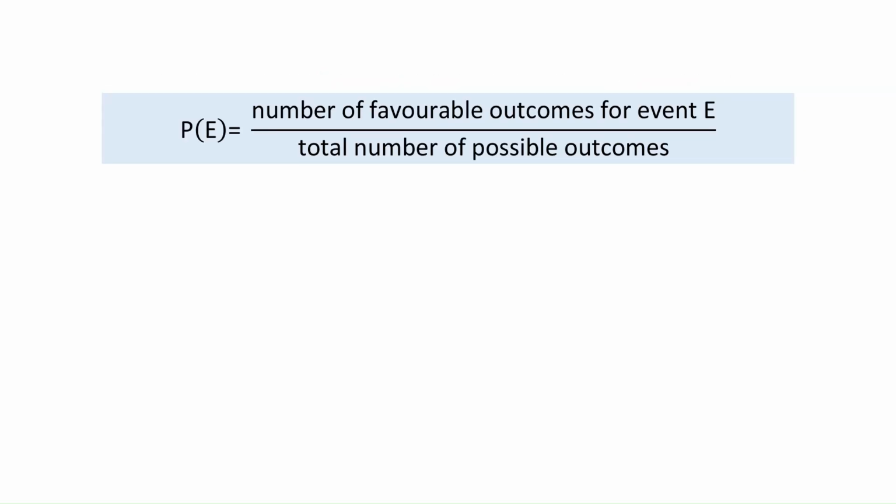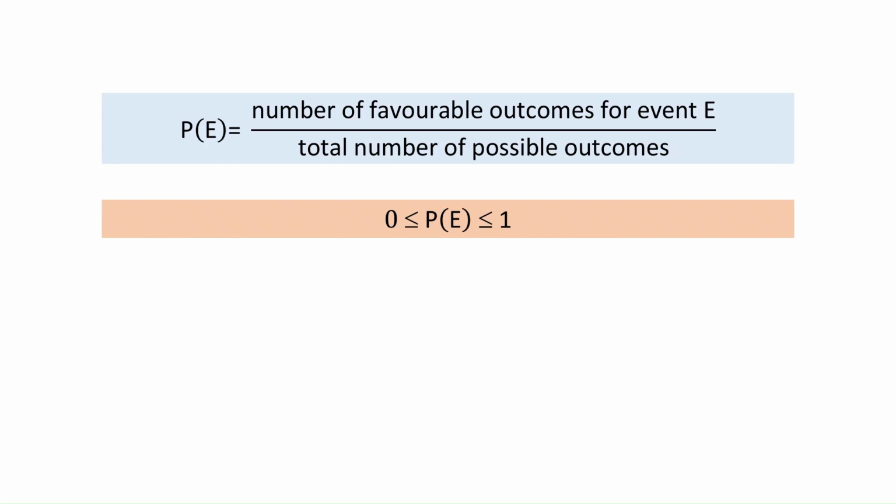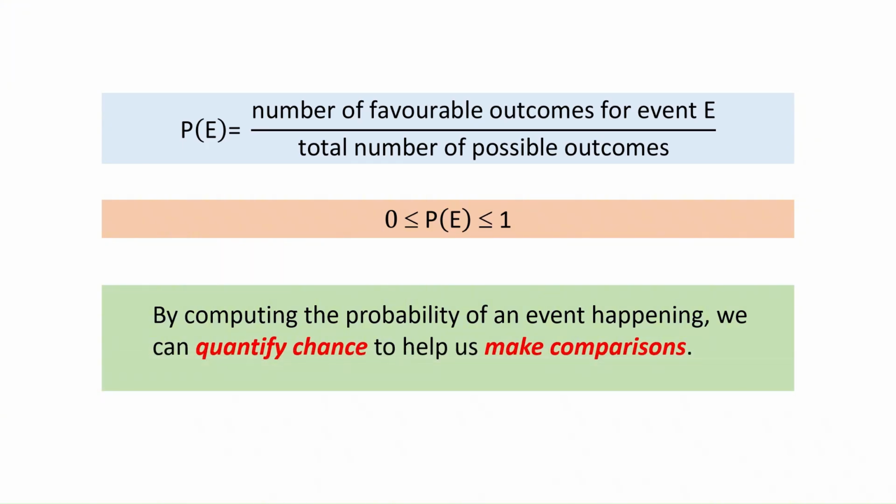In this video, we saw how to calculate the required probability from a single event using the probability experiment of rolling a fair dice. We also saw that the probability of any event ranges between 0 and 1 inclusive. Probability is a branch of mathematics that studies the likelihood or chance of an event happening. By computing the probability of an event happening, we can now quantify chance to help us make comparisons.